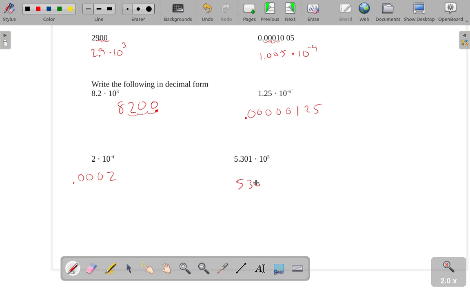5.301. I write it without the decimal place. I'll move it 1, 2, 3, 4, 5. Looks like I need to add on 2 zeros there. This was 530,100.